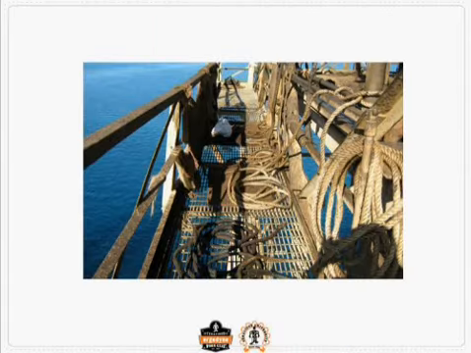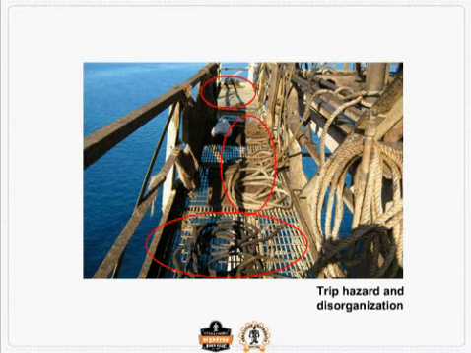And then finally, take a look at this photo, and it's pretty obvious what you see. Try walking to the end of that platform without tripping. That's an example of cord organization, rope organization, and getting all that up off the platform so you have a clear path.